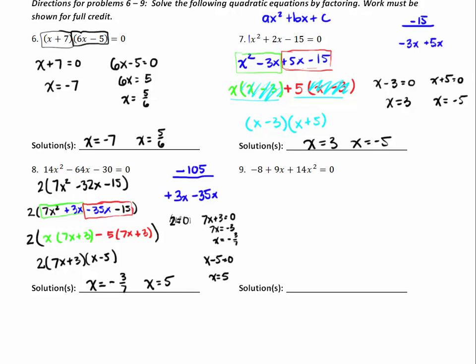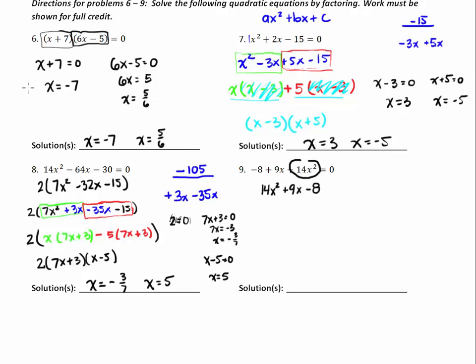All right, problem number 9. Let's take a look at it. First thing that jumps out at me, you will notice that this is not currently in standard form. We need to make sure it is in standard form. So this is my quadratic term right here, so it needs to be listed first. So we actually have 14x squared, then my linear term, positive 9x, and then my constant term, negative 8. That's kind of tricky, so be very careful about that.